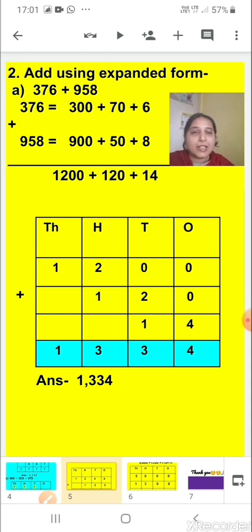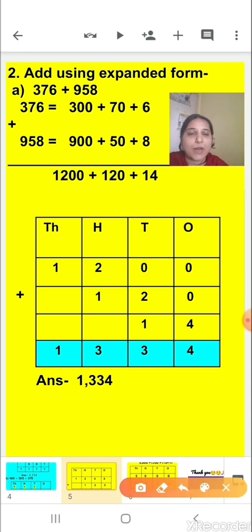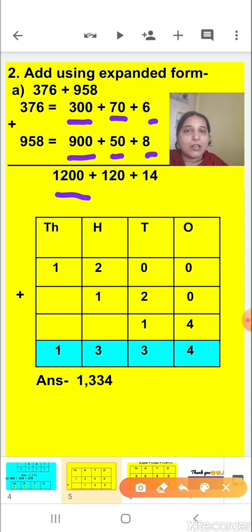Now we will add the digits at the ones place. So there you can see 6 plus 8. We will get 14. Then 70 plus 50. We will get 120. And then we will add 300 and 900. So what we will get? 1200. There you can see. Now we will add all these three addends, that is 1200, 120 and 14.